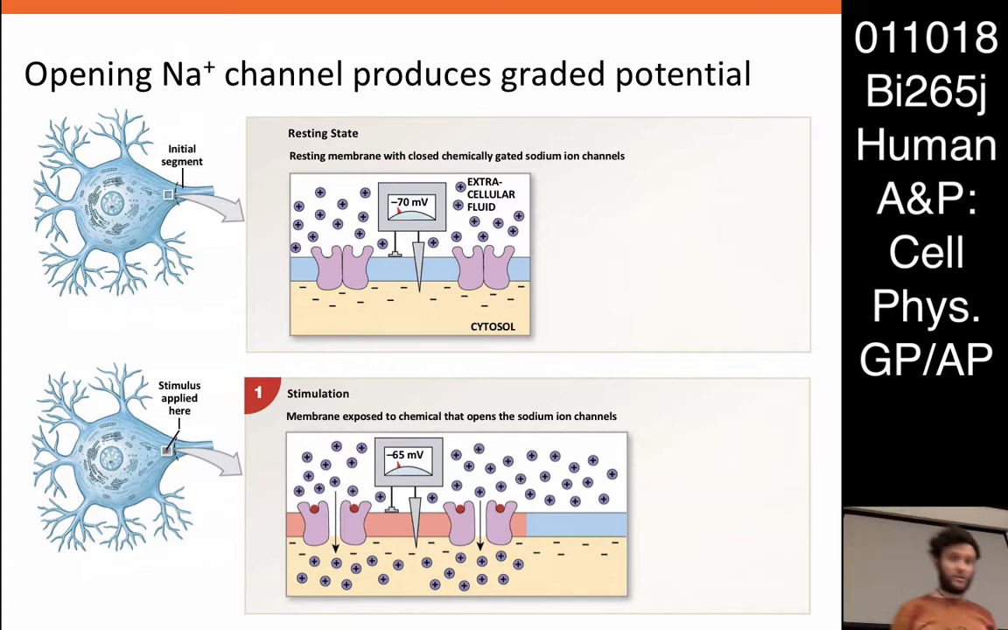And a graded potential. Come on, one at a time.